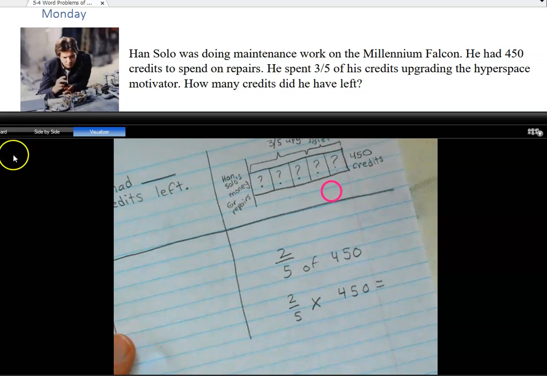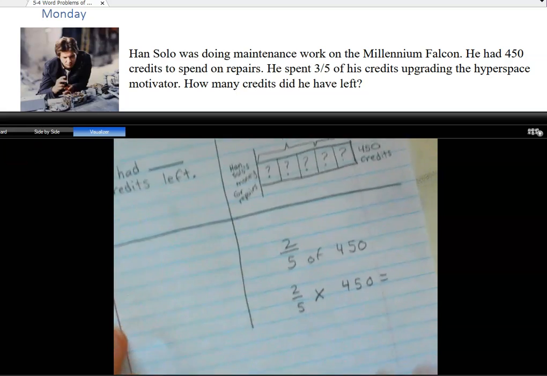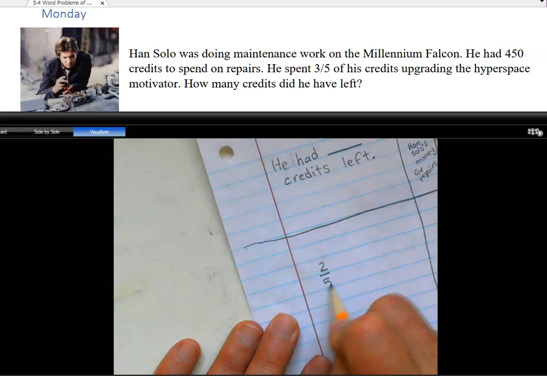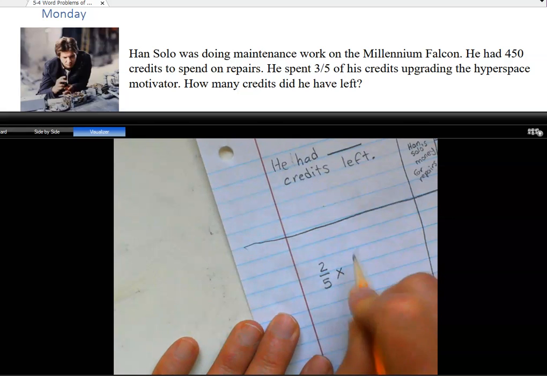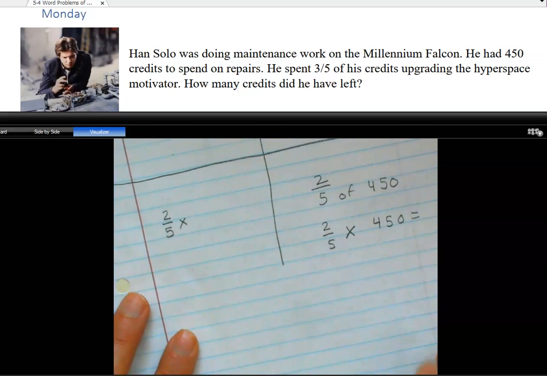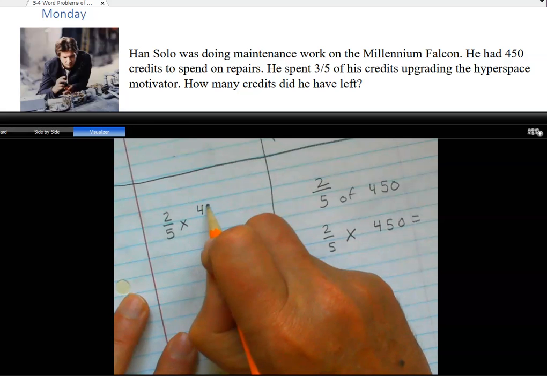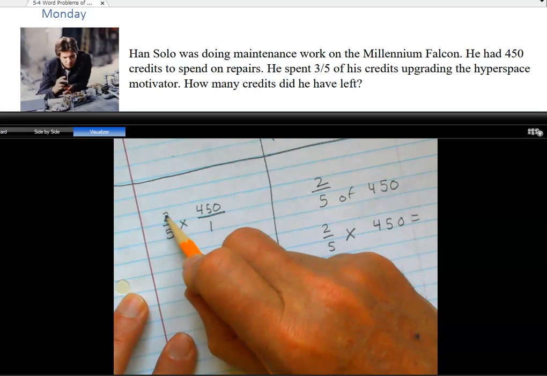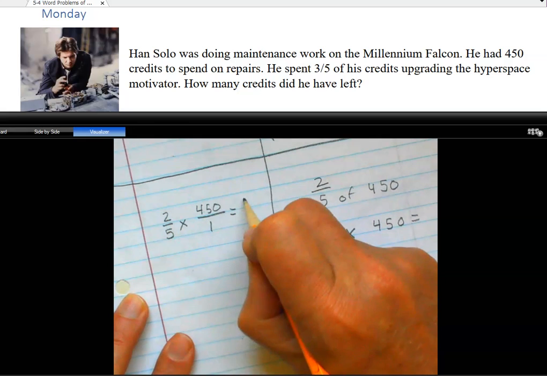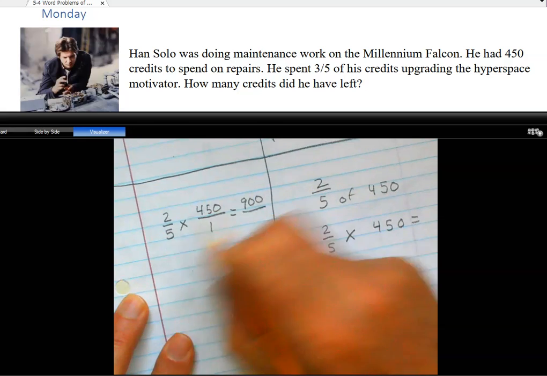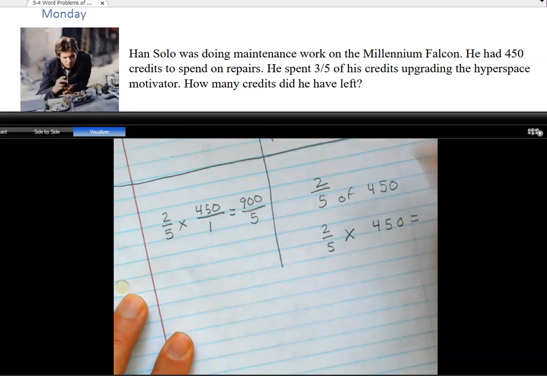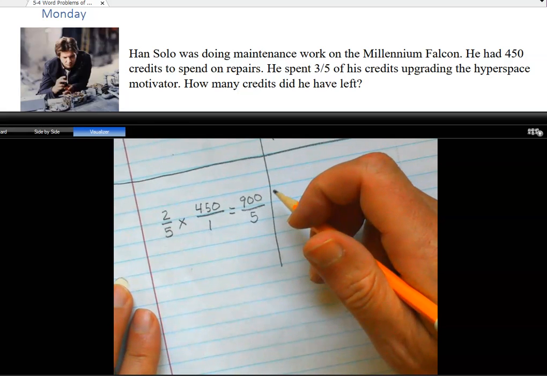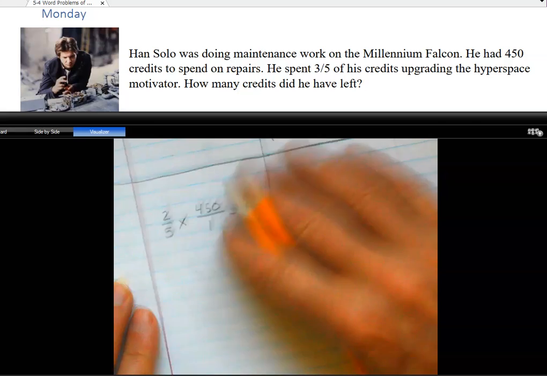So what I'll do now is work it out. Over here I have 2/5. I'm going to multiply it by 450. I'm going to turn 450 into an improper fraction, so 450 over 1. 2 times 45 is 90. Add a 0, it becomes 900. 5 times 1 is 5. So now I have 900 over 5, which is an improper fraction. I'm going to turn it into a mixed number by dividing.